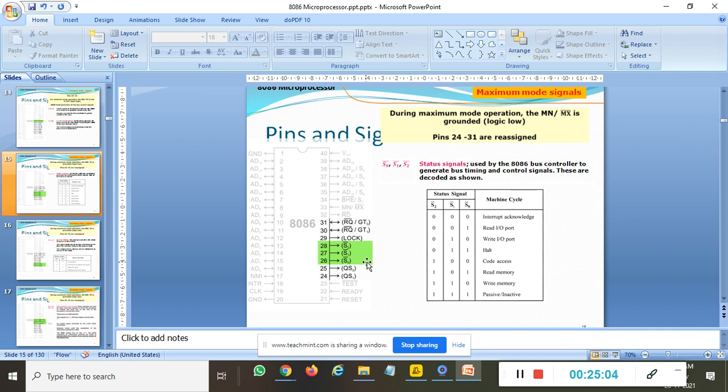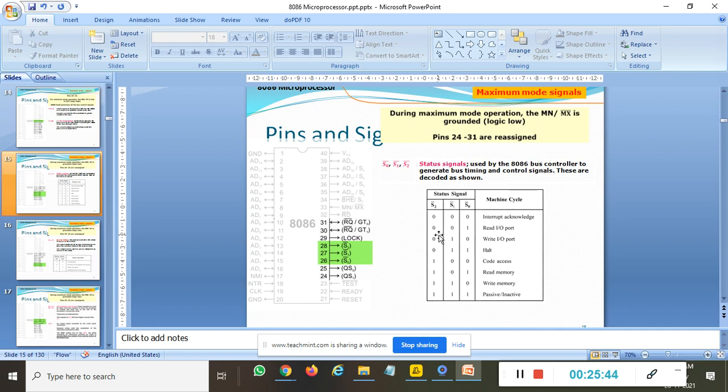And here the status signals are S2 bar, S1 bar and S0 bar. When all the signals are low, meaning 0, the machine cycle is the interrupt acknowledgement cycle. And when the values of S2 bar and S1 bar are 0, but S0 bar is 1, the machine cycle is read input output port.